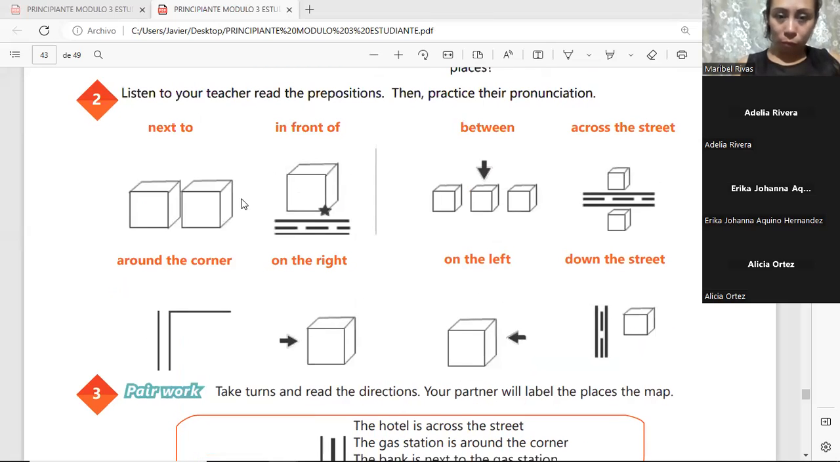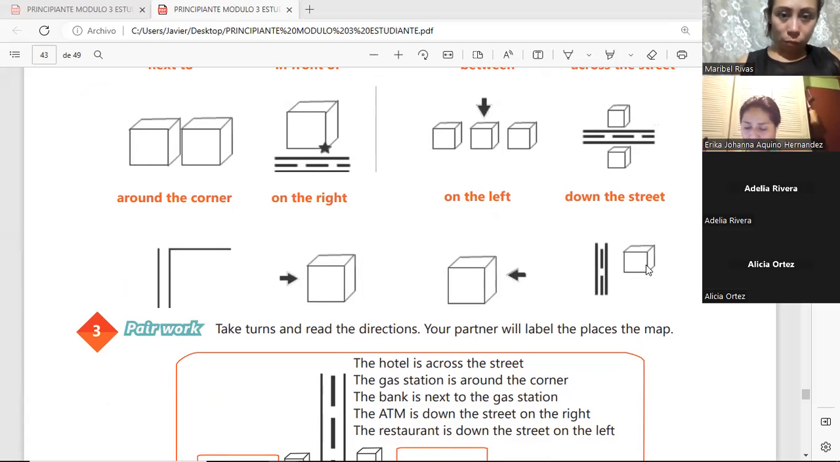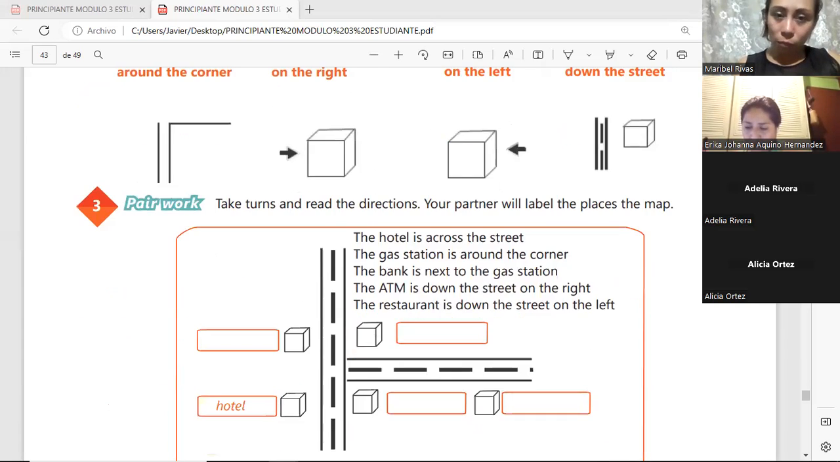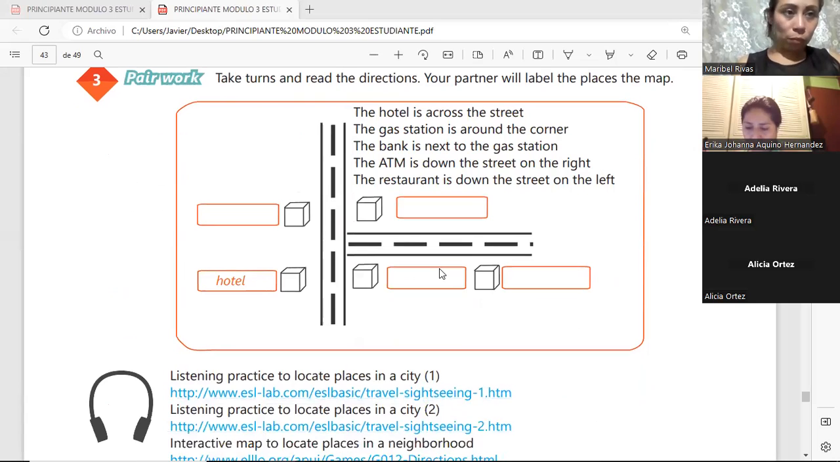It's next to, in front of, between, across the street, around the corner, on the right, on the left, down the street, right? Okay, with this information, you're going to find the places in this map.